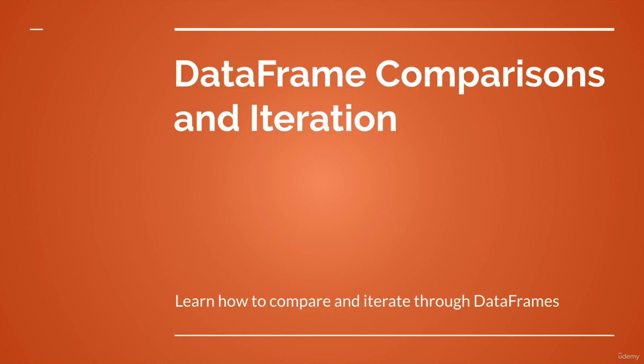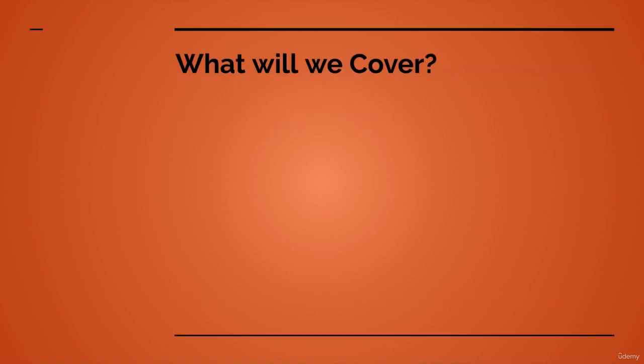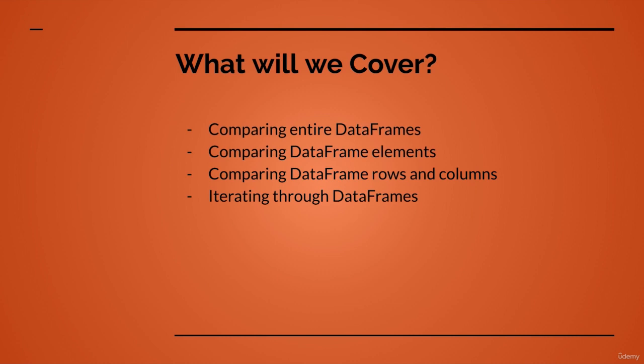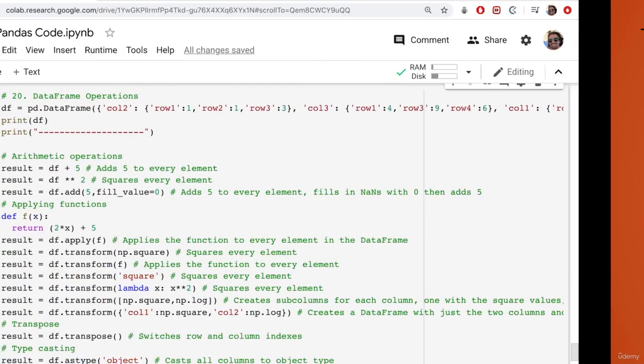Here we're going to study data frame comparisons and iterations, and we'll learn a few techniques to compare rows, columns, and various elements in data frames, as well as iterate through them row by row, column by column, or over the entire data frame. So we're going to start by comparing entire data frames, then we can compare individual data frame elements, and then compare data frame rows or columns. After this, we'll learn a few techniques that will help us to iterate through data frames, again, either by row, by column, or by both. So let's head on over to the code and get started.